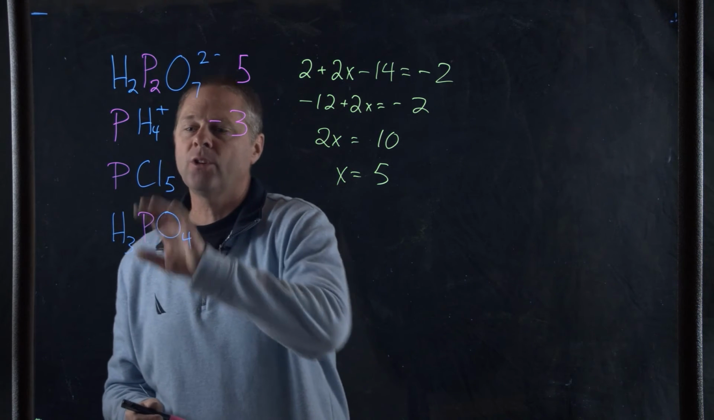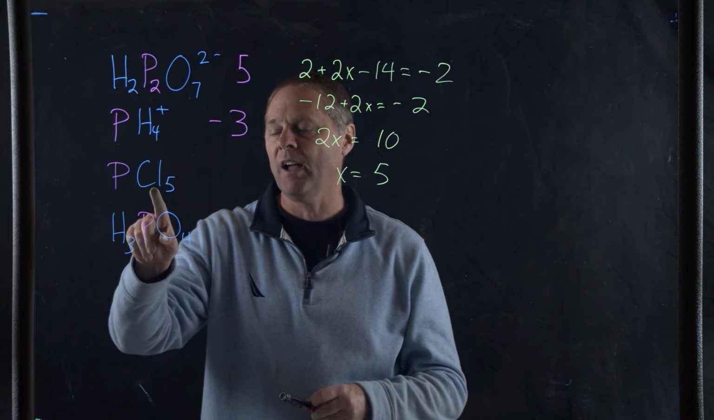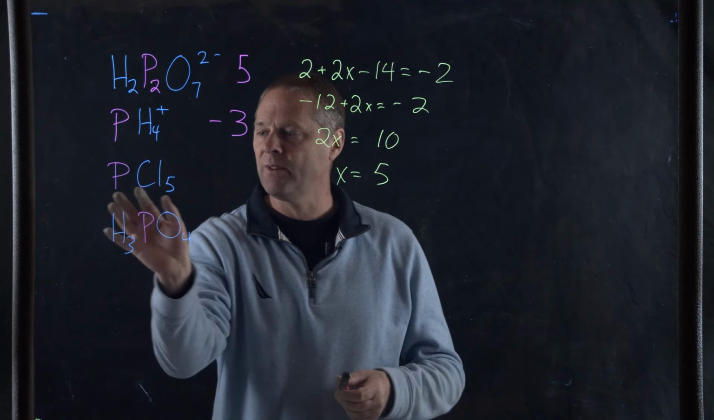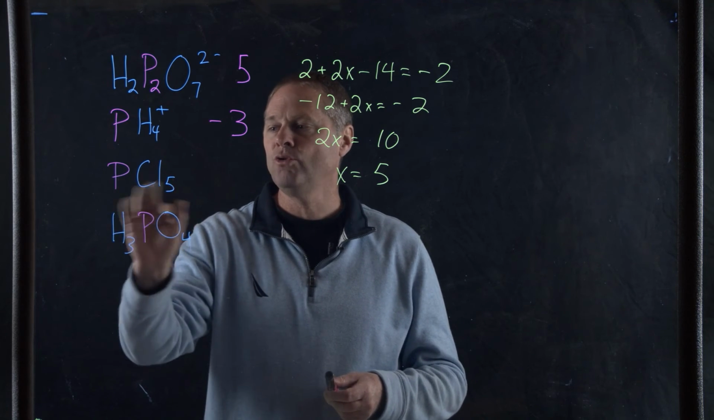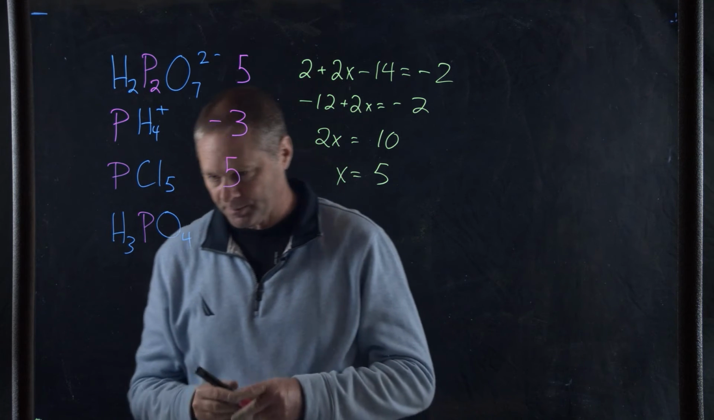Now here, each chloride is going to be -1. We have 5 of them, so this is going to be -5. So this has to be +5. If this is -5, this is +5, and this is a neutral substance, then the phosphorus has to be 5.